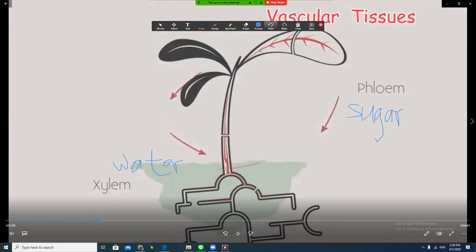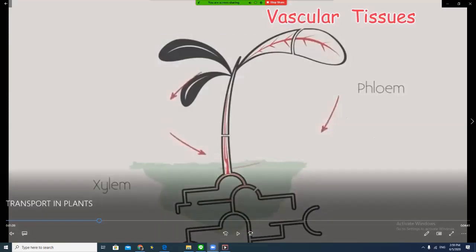So again, what are the two vascular tissues in plants? Xylem and phloem. Very good. Which one transports the water? It's the xylem. Which one transports the sugar and other nutrients? It's called the phloem. Right, let's continue.